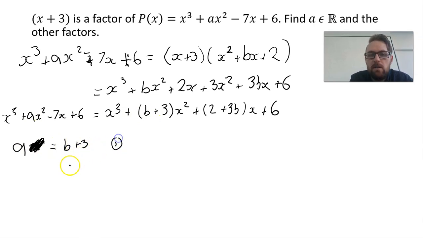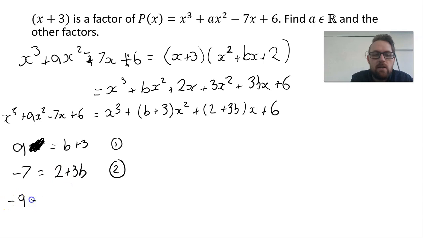So I'm going to call that equation number 1. And equation number 2 is going to be our negative 7 equals 2 plus 3b, because they are both in front of our x to the power of 1. Now you can see equation 2 only has one unknown in it. So if I take 2 from both sides, the 2 is going to disappear here. So I get negative 7 take 2 is negative 9 equals 3b. Divide both sides by 3, I get b equals negative 3.